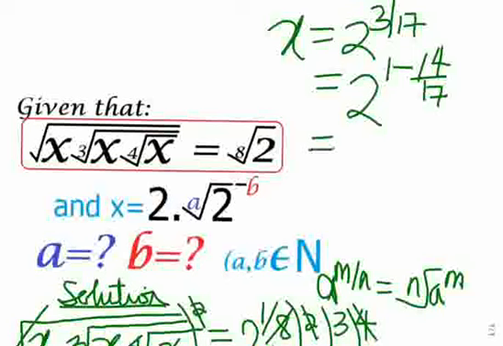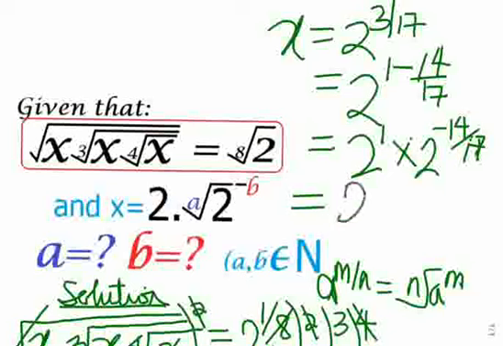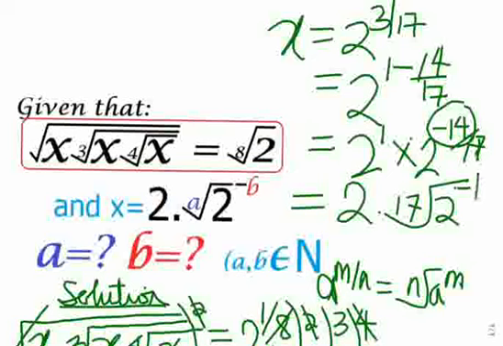And following the rule of indices, this can be written as 2 raised to power 1 multiplied by 2 raised to power minus 14 over 17. So I'm splitting that following the rule of indices. So finally we can write this as 2 multiplied by, following this same rule, this denominator forms the root. So that is the 17th root of 2. And this numerator forms the power following this same rule. So we're having a power of minus 14 there.